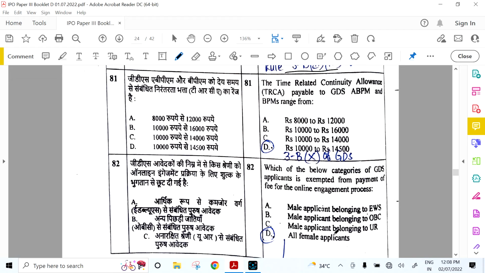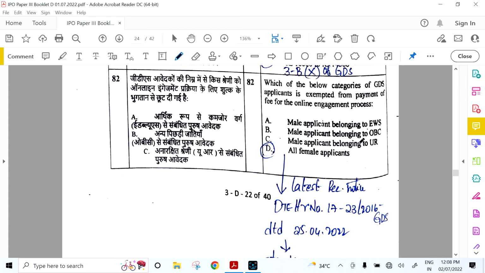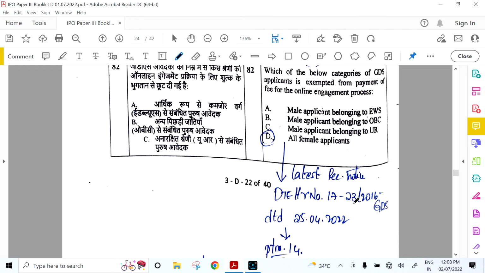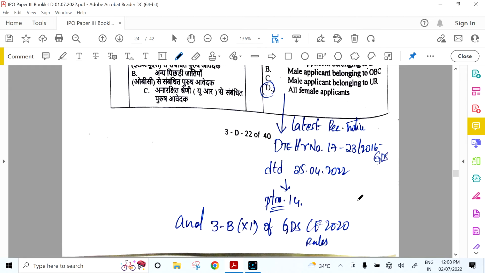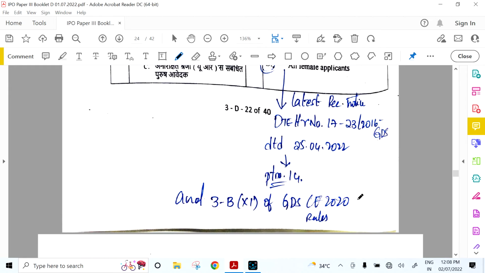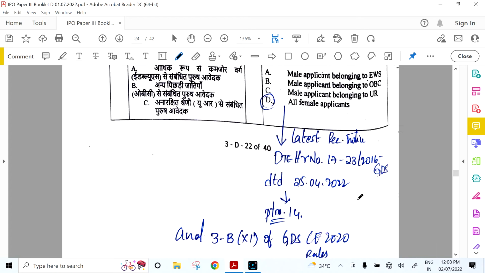The time related continuity allowance payable to GDS BPMs and ABPMs ranges from 10,000 to 14,500. Rule 3BX of GDS Conduct and Engagement Rules. Which of the following categories of GDS applicants is exempted from payment of fee in the online engagement process? It is all female applicants. Latest recruitment Directorate letter number 17-23/2016 GDS dated 25/4/22, point number 14 you will find, and Rule 3B11 of GDS Conduct and Engagement Rules also you will find.